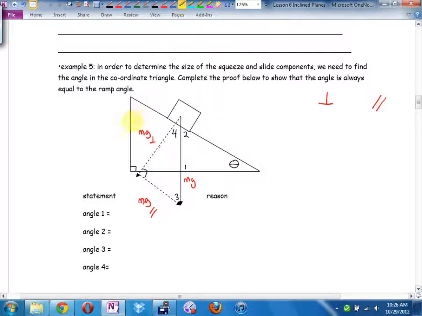It's this part right here that's pulling the block into the ramp. In fact, that's what the normal force is reacting to. The normal force is the same size as mg perpendicular. And it's this part right here that's pulling the block down the ramp. That's what friction is resisting. Now, in any one of these diagrams, you're going to get this angle right here, and what we need to do is find a way to get this angle into this triangle. My suggestion is we're always going to draw the triangle the same way. You ready?